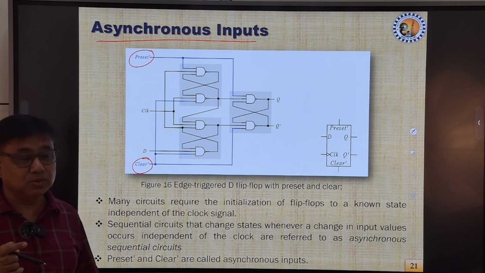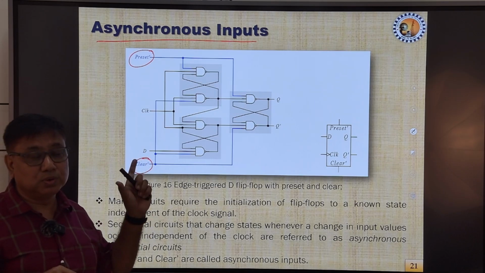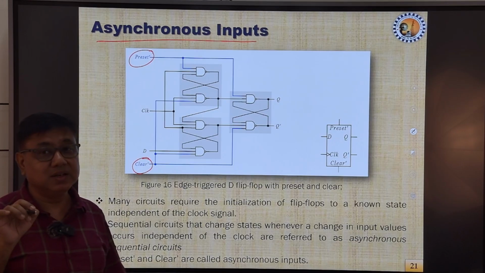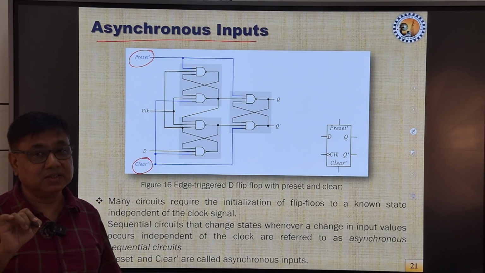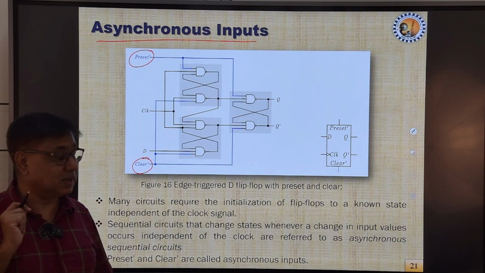So, what advantage do we get? Whenever we power on, before the first clock is applied, using these two inputs, we can make sure that the flip-flop is in the desired state. If we want a 0 to be stored, we can do that. If we want a 1 to be stored at the beginning of the operation, that also we can ascertain.